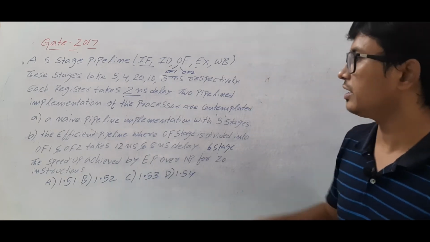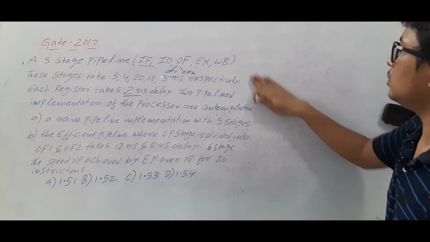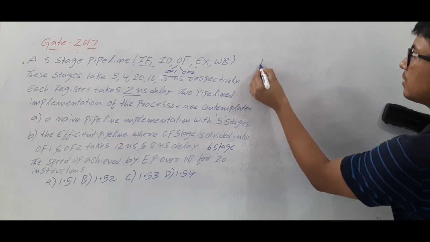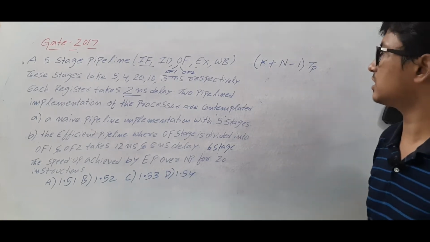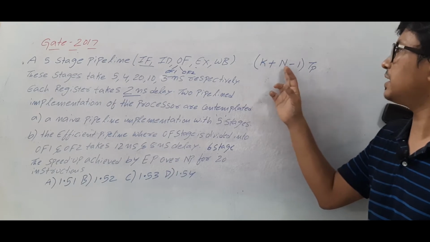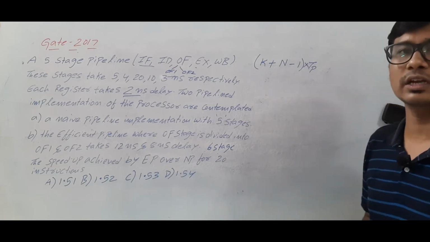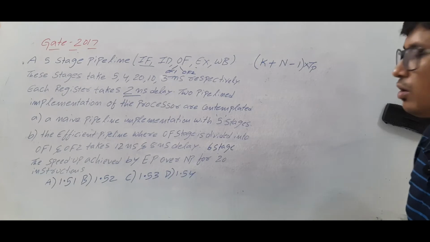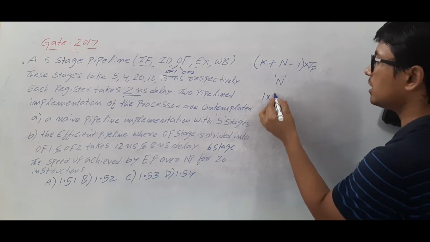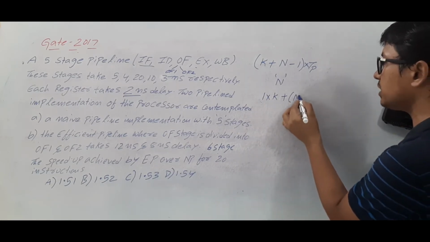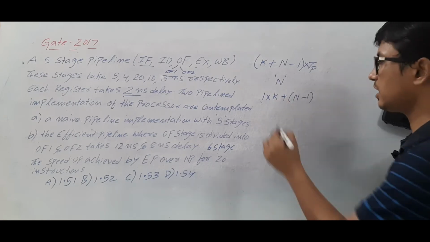So first we will calculate if we execute these 20 instructions using the naive pipeline with 5 stages. Using the pipeline, to execute n instructions, we need to take the time as (k plus n minus 1) into Tp, where k is the number of stages in the pipeline, n is the number of instructions we are executing. So how did I get this formula? If you have n instructions, out of these n instructions, 1 will take k cycles and the remaining n minus 1 instructions will take 1 cycle each. So totally you will have n minus 1 plus k cycles.